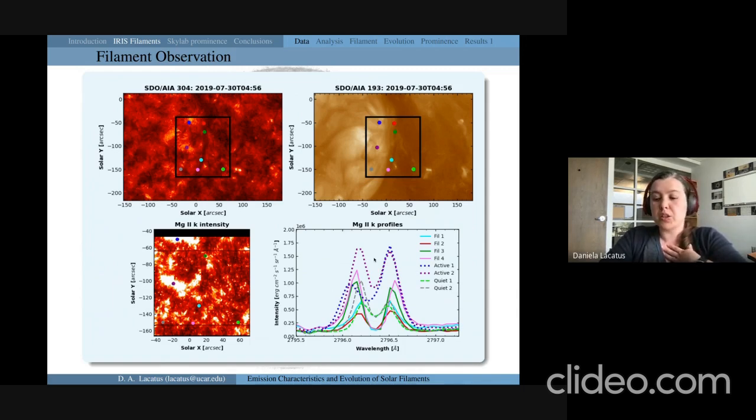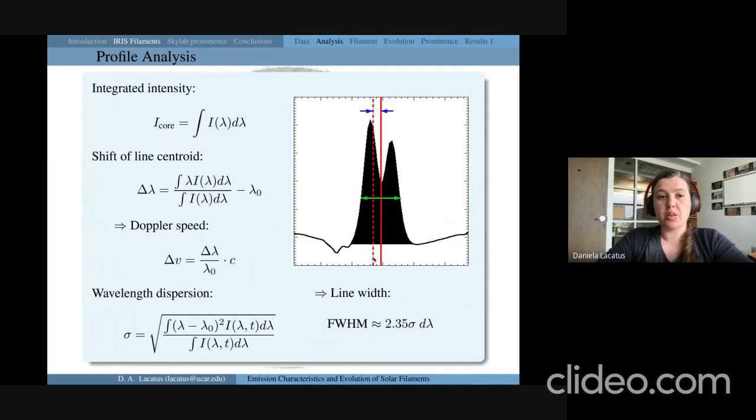In order to explore the different characteristics of the profiles, we can start by doing a simple profile analysis. We can look at the integrated intensity, simply summing up all the intensity under the emission profile. Then we can look at shifts of the line centroid, so motion of the whole line profile from a reference position, which gives you the Doppler shift. We can also look at variation of the optical line width, which corresponds to unresolved motion or turbulence within the observed structure.